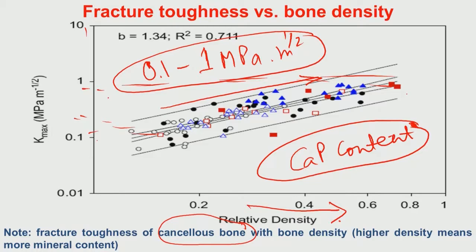However, the magnitude of increase, or the absolute toughness values of cancellous bone, is much less than that of the cortical bone, and that is due to the inherent porosity contained within the cancellous bone structure.